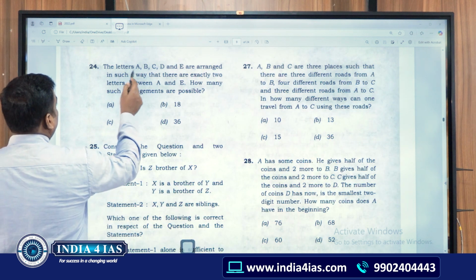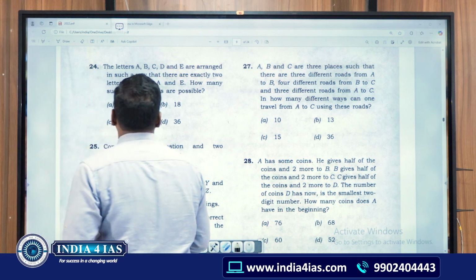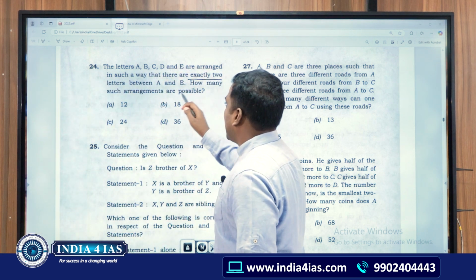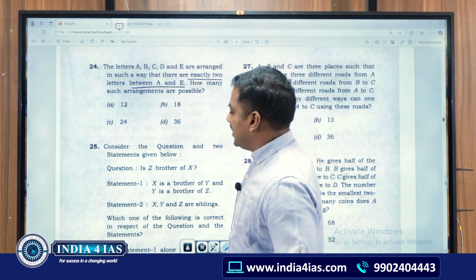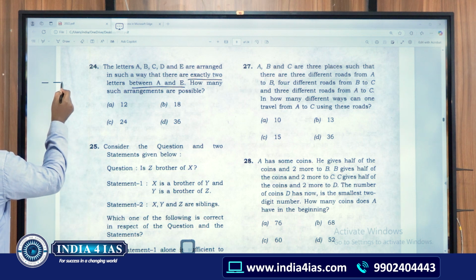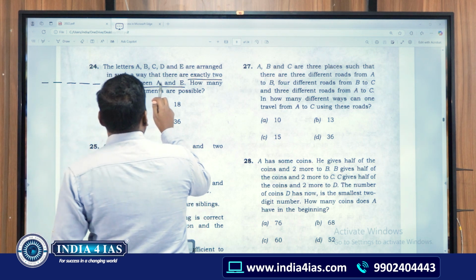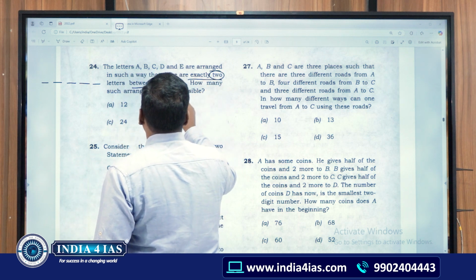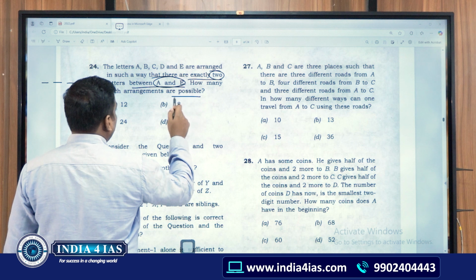The letters A, B, C, D and E are arranged in such a way that there are exactly 2 letters between A and E. How many such arrangements are possible? See, there are 5 letters, 1, 2, 3, 4, 5, and there are exactly 2 letters between A and E.